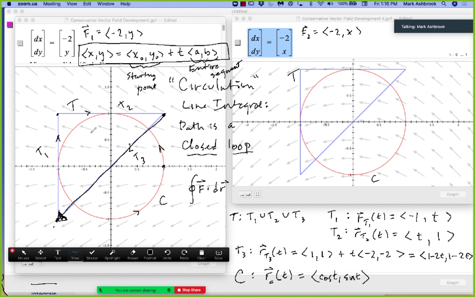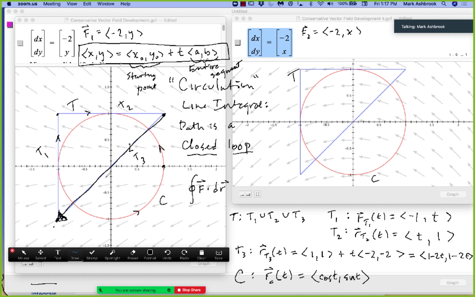So we got both paths. We got our t path, which is 3 pieces, 3 segments, and then we got the c path, which is the whole circle. Questions on parameterizing the paths? Okay, so now it's time to set up these integrals.